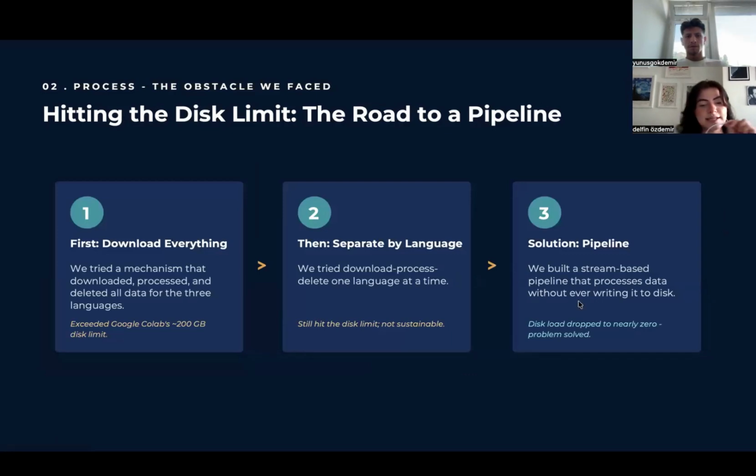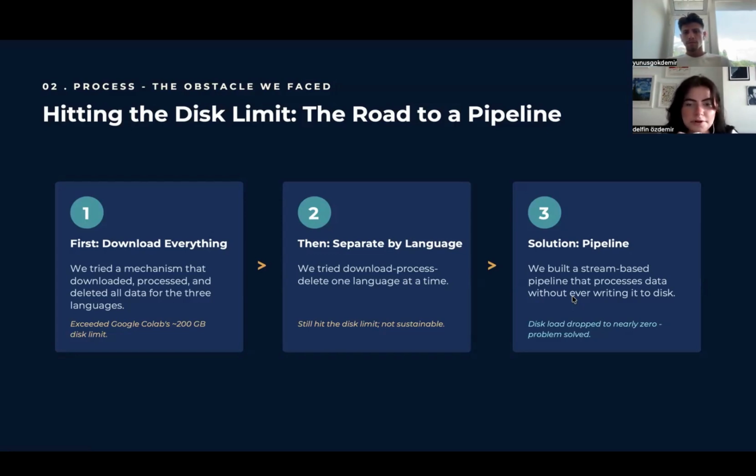So our data was huge. The whole Common Voice archive was enormous. Our first idea, step one on the left, was simple: download all the data for all three languages, process it, and then delete it. That immediately failed. We were working in Google Colab, which has roughly a 200 gigabyte limit, and we blew right past it. So we tried step two: handle one language at a time, download it, process it, delete it, then move to the next one.